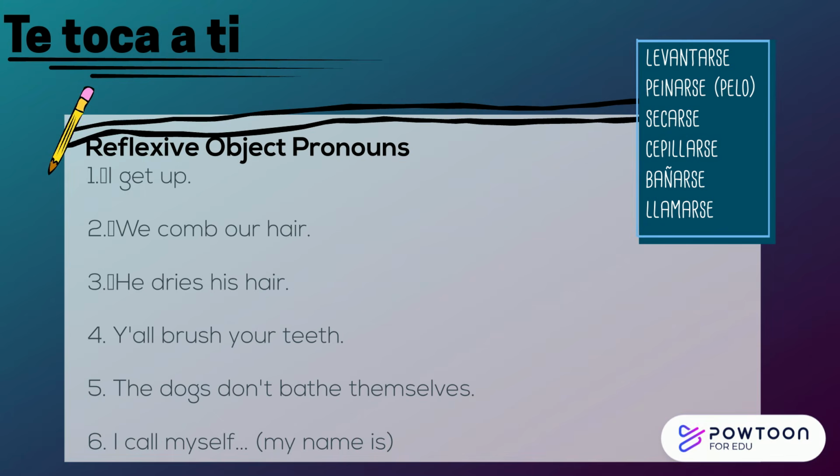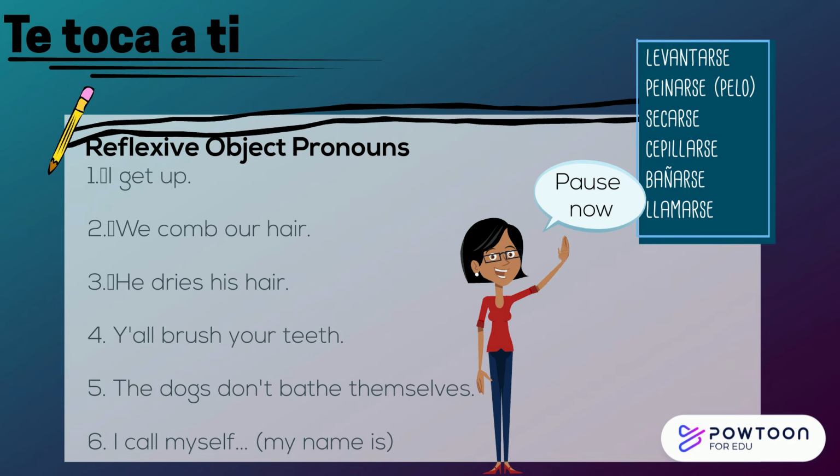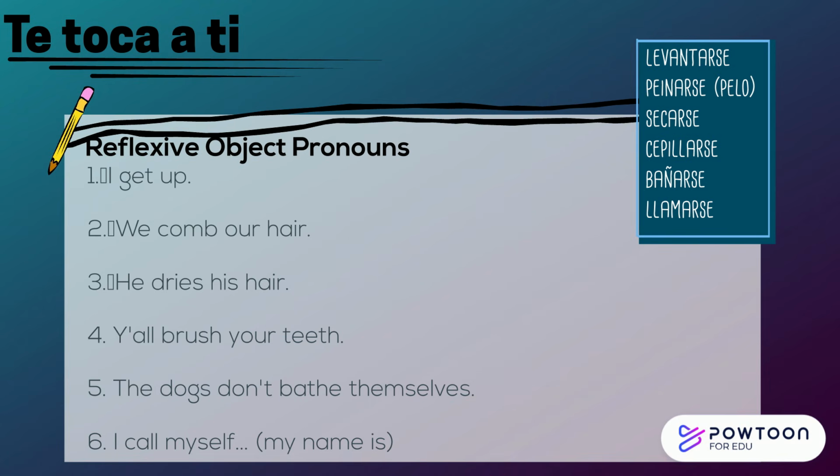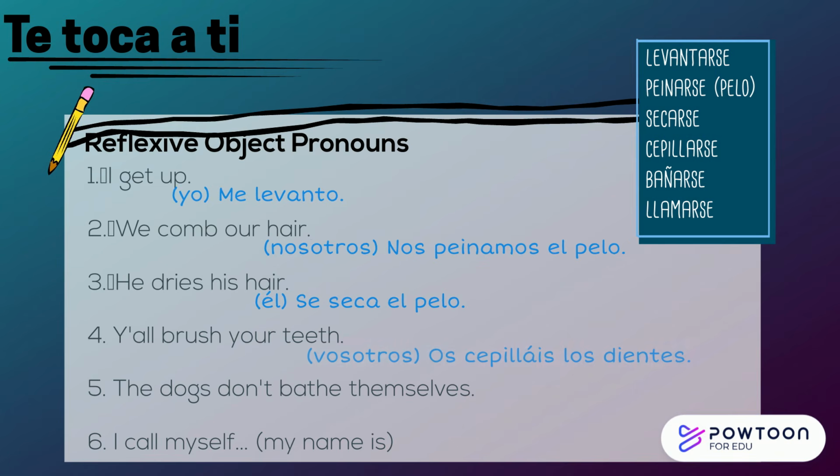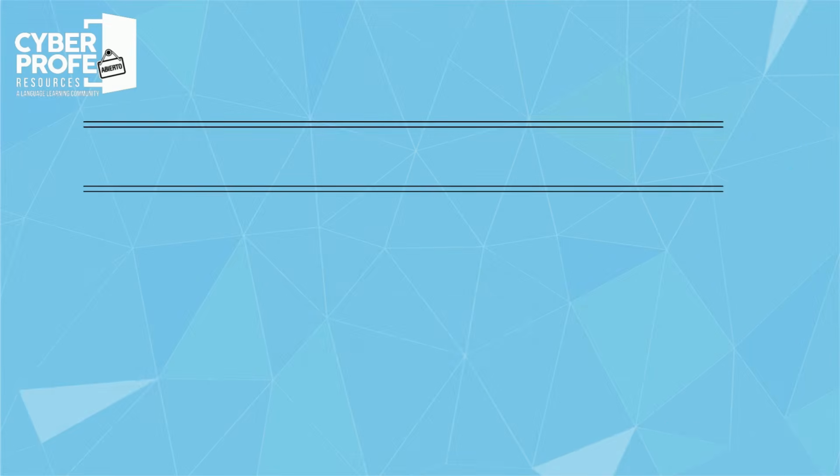Let's try it with sentences. Again, pause the video to give yourself time to think or to review. Did you get me levanto, nos peinamos, se seca el pelo, os cepilláis los dientes, los perros no se bañan, and me llamo? Muy bien!